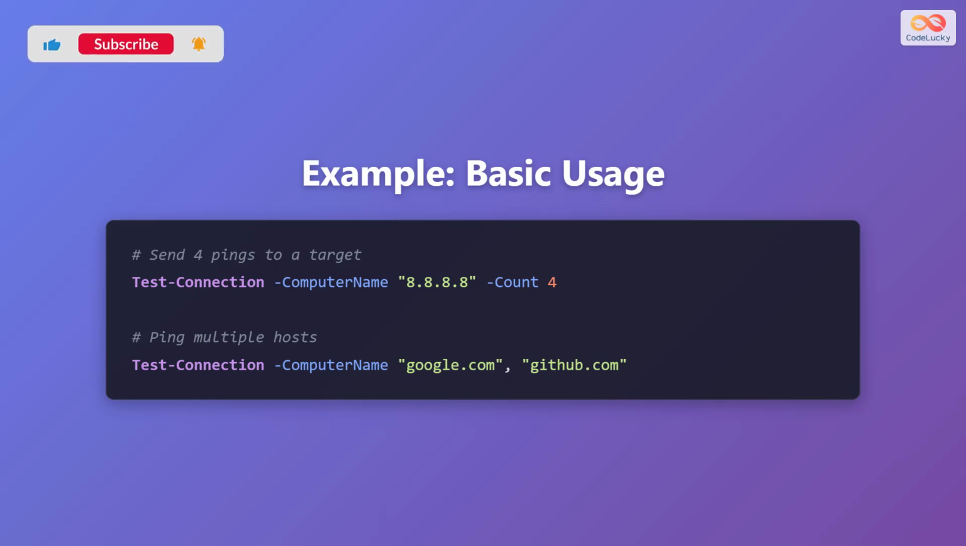Let's look at some practical examples. To send 4 pings to a target, you would use Test-Connection -ComputerName 8.8.8.8 -Count 4. This sends exactly 4 echo requests to Google's DNS server. You can also ping multiple hosts at once by providing a comma-separated list. For instance, Test-Connection -ComputerName google.com, github.com. This tests connectivity to both hosts in a single command, which is much more efficient than running separate ping commands.